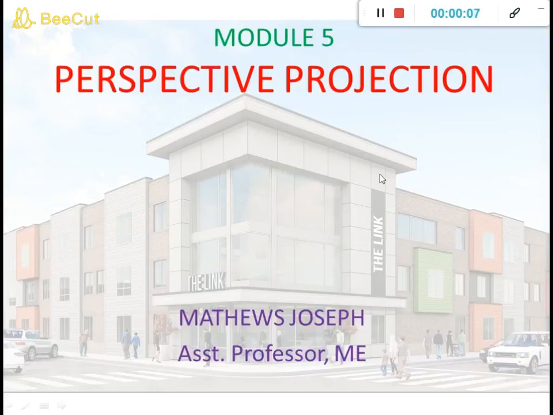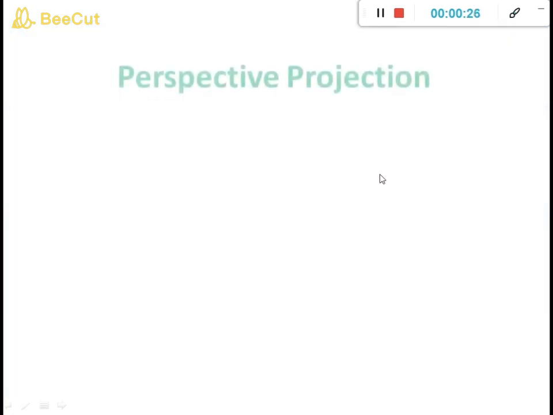Today we are discussing the fifth module, that is perspective projection. It is a 3D projection in which you will get the real life view of a particular object. So let's discuss the difference between perspective projection and the other types of projections.